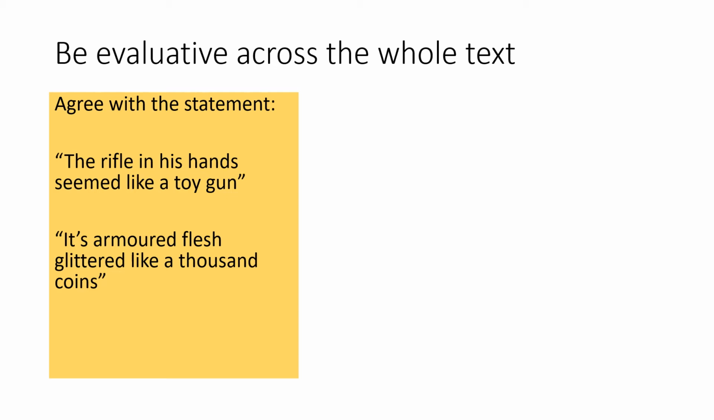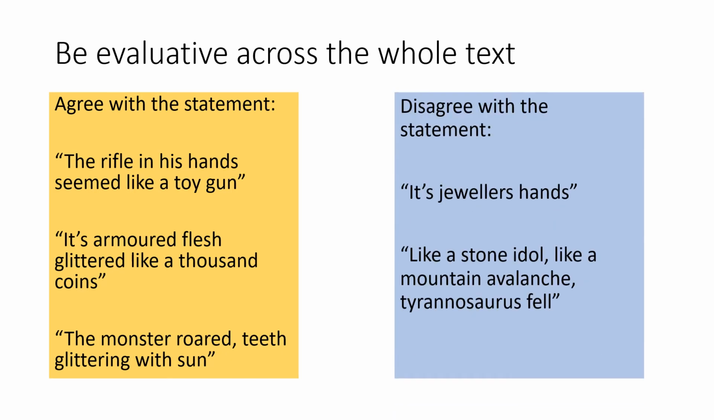The Tyrannosaurus is described, its armored flesh glittered like 1,000 coins, and the monster roared, teeth glittering with sun. All of this evidence might encourage you to agree with the idea that Eccles is right to panic and the Tyrannosaurus is terrifying. And then ideally you would have evidence on the other side of the argument. So its jeweler's hands might suggest it's fragile and delicate in some way.